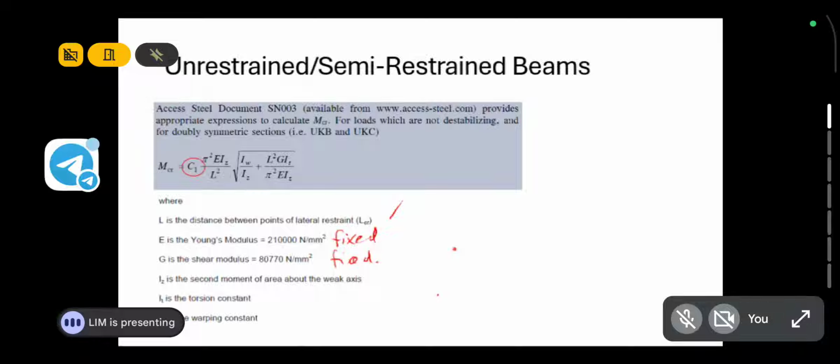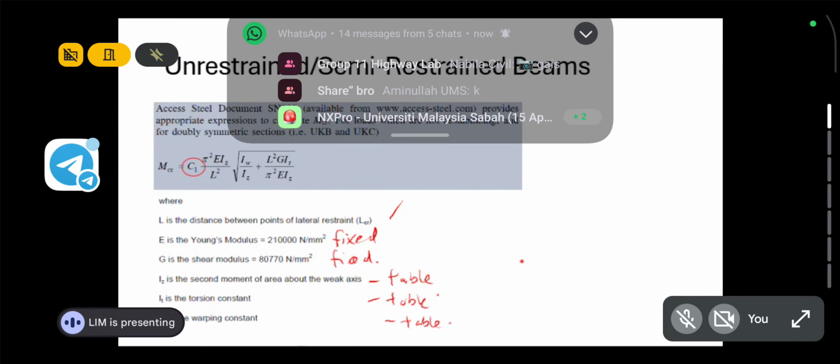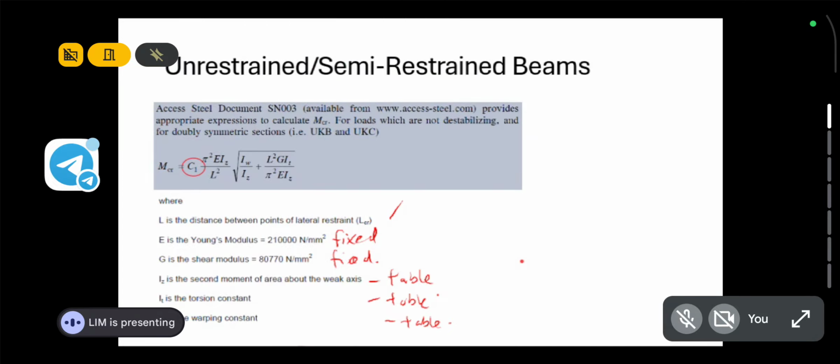IZ is the second moment of area about the width axis, from your section table. IT is the torsion constant, and IW is the warping constant, also from the table. Okay, so everything here you know. The only thing I need to explain a little bit is L. What exactly do you mean by L? It's not the beam length. So that's your beam.